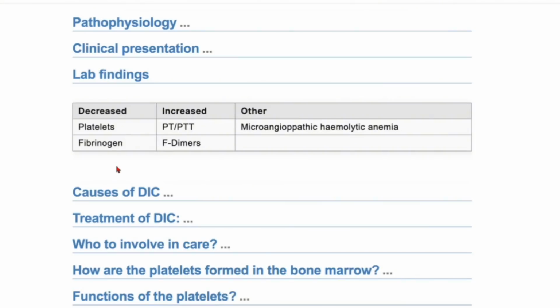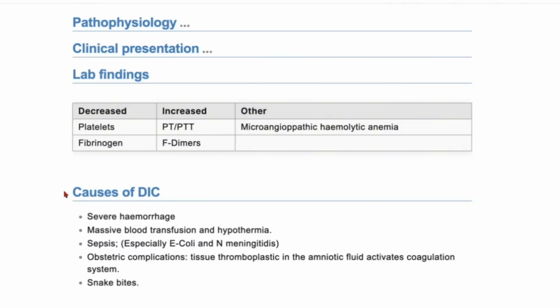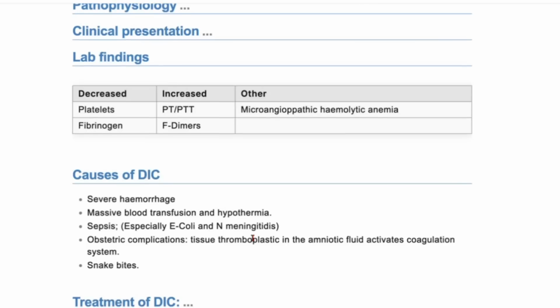What are the causes of DIC? The causes for DIC are widespread. The main ones are number 1, sepsis, number 2, massive blood transfusion, and number 3, hypothermia. What's the treatment? The treatment for DIC would first of all involve speaking to hematology, and then the mainstay treatment would be fresh frozen plasma and cryoprecipitate, and also platelet or blood transfusion.